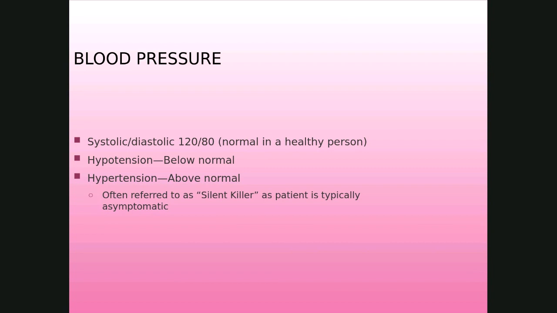Most of the time, they will call you borderline hypertensive if you're around there. If you exceed typically 140/90, then you are termed hypertensive. It's often referred to, like I said before, as the silent killer because a patient is typically asymptomatic, meaning they really don't have any symptoms until the damage has been done and it is too late.